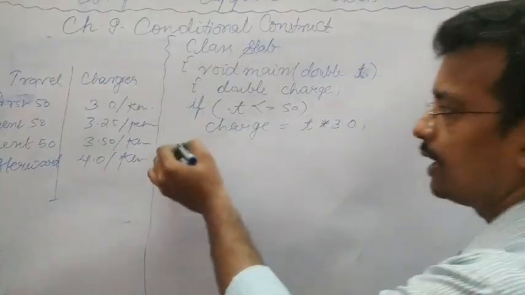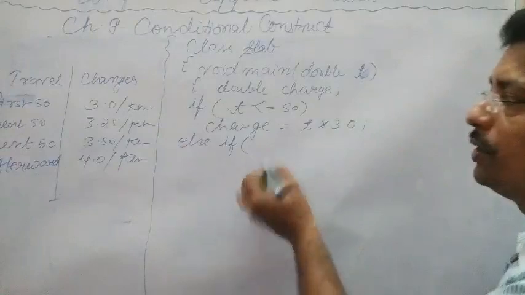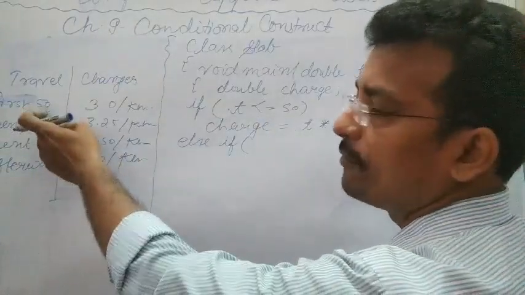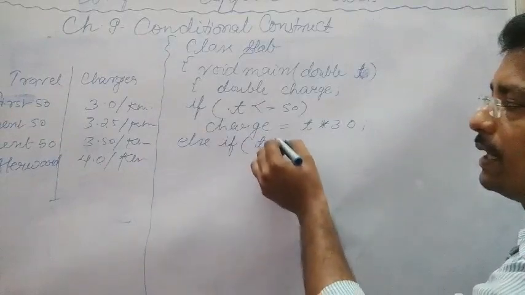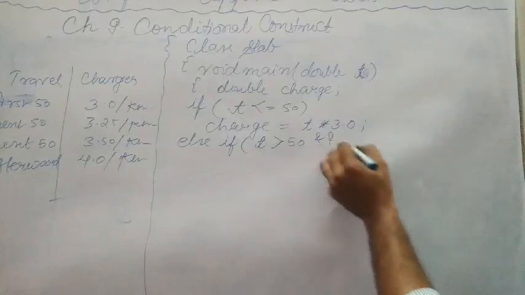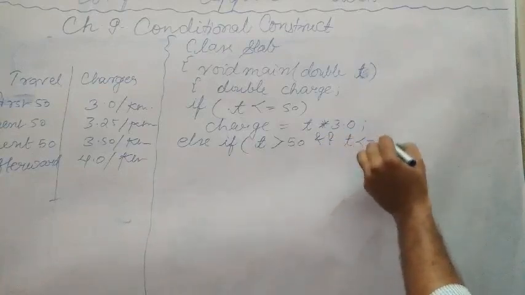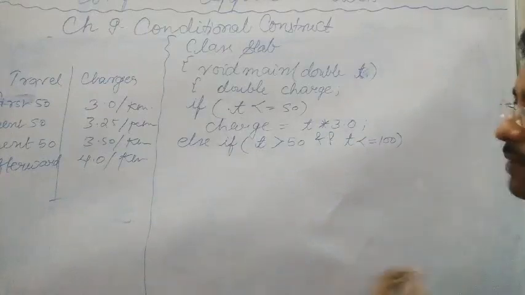After that, else. If this condition is wrong, surely the second condition will go. So you are saying next 50, meaning from 50 to the next 50, will be 100. So if t is greater than 50 and traveling is less than or equal to 100, what will be there?